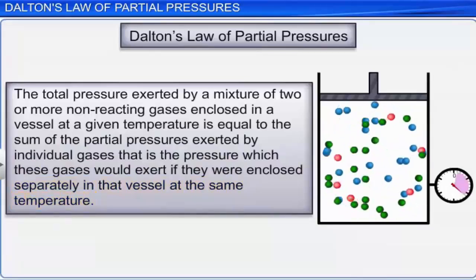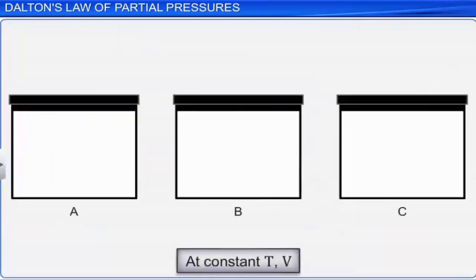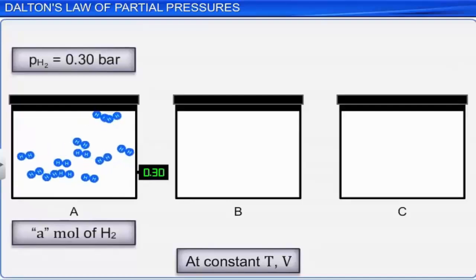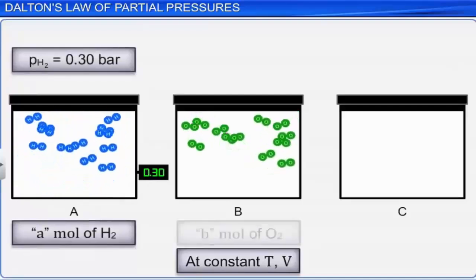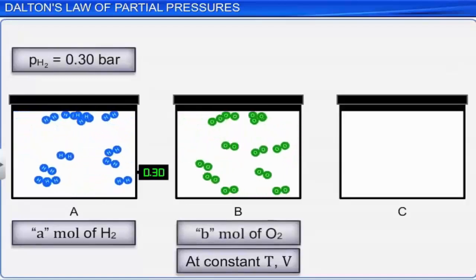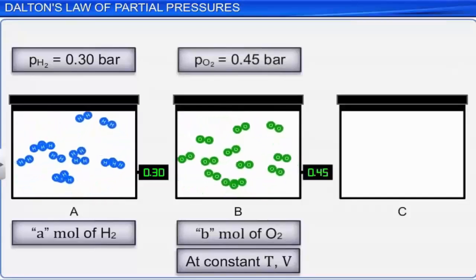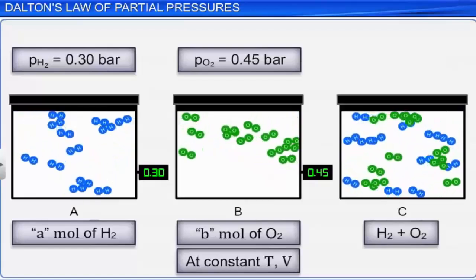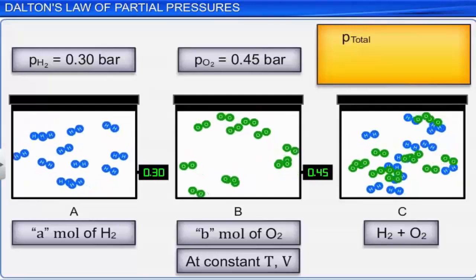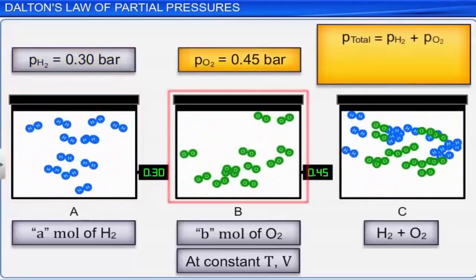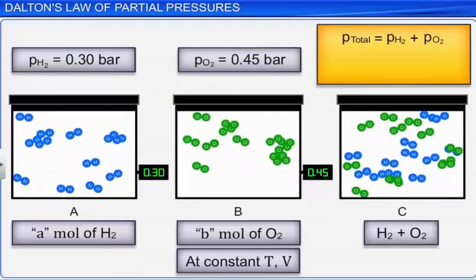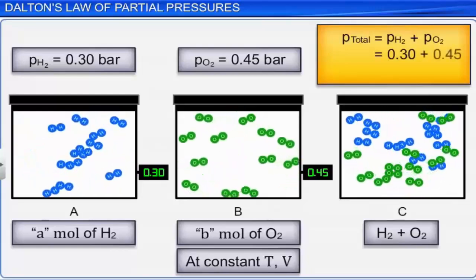To understand this law, let us consider 3 vessels of the same volume at the same temperature. Let the first vessel be enclosed with A moles of hydrogen exerting a pressure of 0.30 bar, and the second vessel be enclosed with B moles of oxygen at the same temperature exerting a pressure of 0.45 bar. Now, if we put both hydrogen and oxygen gases in the third vessel, the total pressure exerted by hydrogen and oxygen in the third vessel would be partial pressure of hydrogen plus partial pressure of oxygen. That is, the total pressure P total is equal to 0.30 bar plus 0.45 bar, which is equal to 0.75 bar.